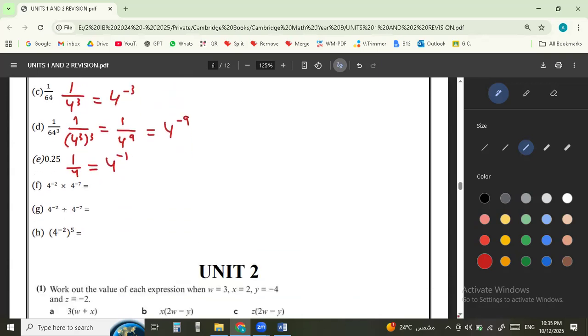4 to the power of -2 times 4 to the power of -7, Mr. Ahmed told us. In multiplication, you add the powers. So it is 4 to the power of -2 plus -7, -9.